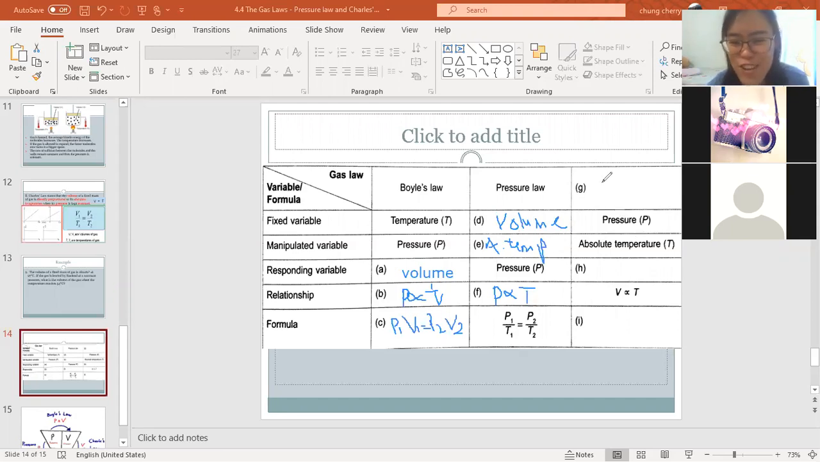Faster. Okay, G. What is G? Charles's law. Charles's law, volume and absolute temperature. So the responding variable is volume. Okay, Suhobani correct. Then the formula will be V1 over T1 equals V2 over T2. Very good. Clap your hands. Okay, never mind. We don't have time already. Later I will copy this out.